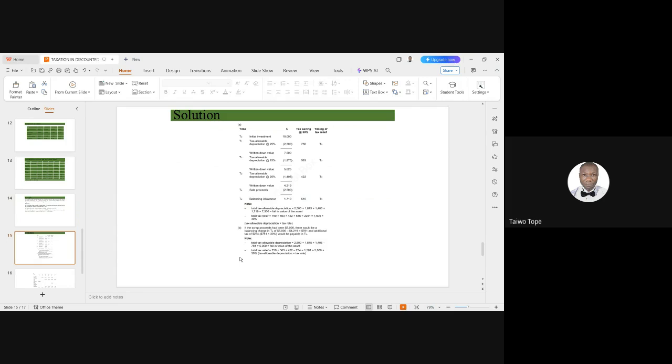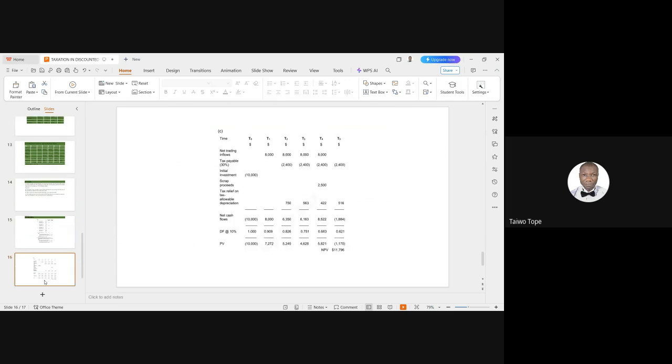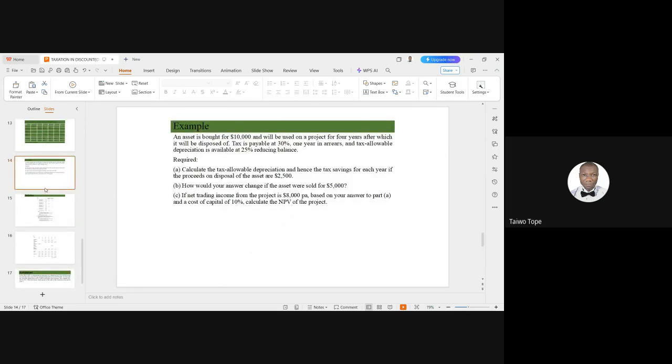1,501. So when you place 30% on 5,000, you're going to have the tax allowable depreciation in relation to the whole period. And also foresee that if net trading income from the project is $8,000 per annum, based on your answer to part A, and a cost of capital of 10%, calculate the NPV of the project.